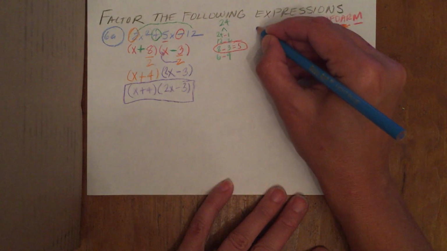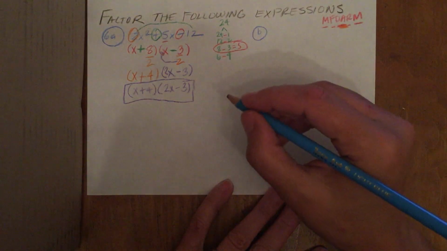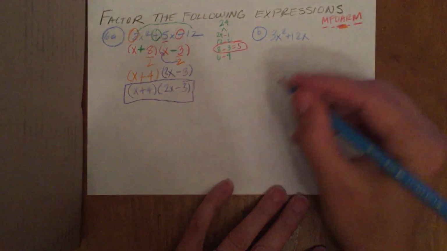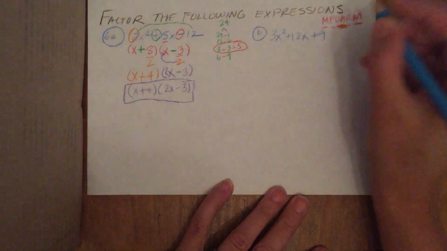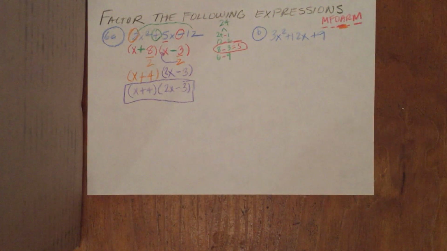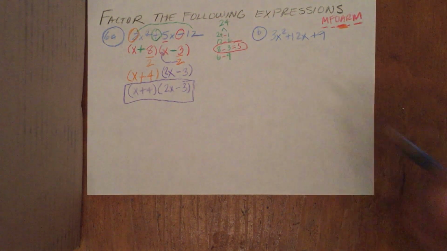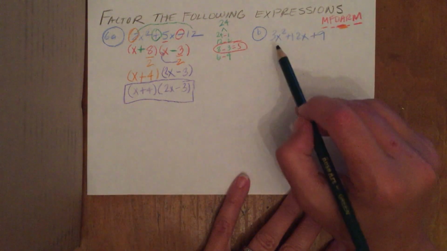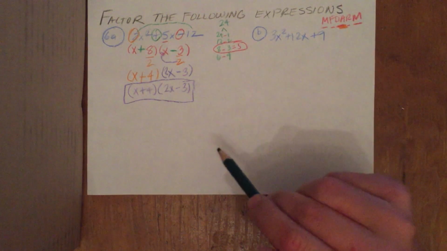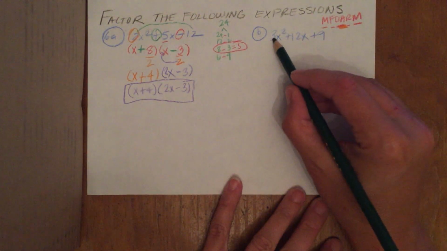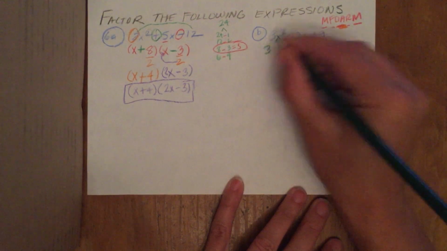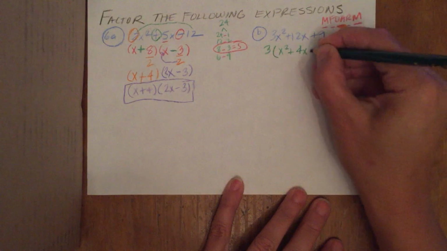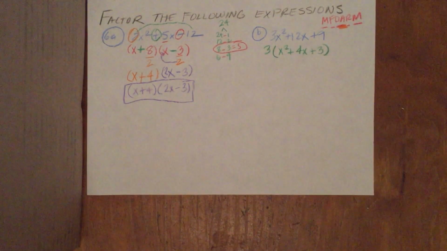So let's look at 6b. 6b is 3x squared plus 12x plus 9. Now, in order for MFDARM to work, we have to look ahead of time and see if there is a common factor. If there's a common factor in all the terms and you don't pull it out, MFDARM's not going to work. So between 3, 12, and 9, I can actually factor out a 3. So that's going to leave me with x squared plus 4x plus 3 on the inside.